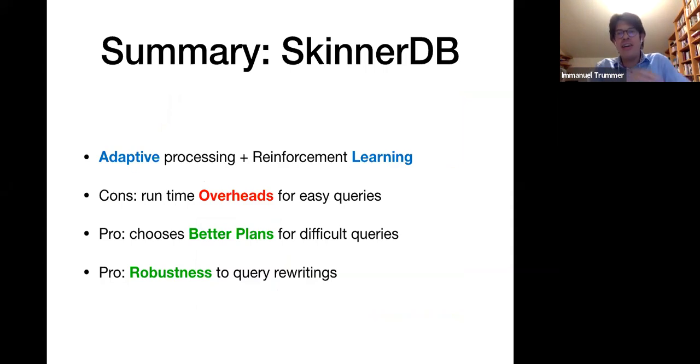So in summary, I have shown an approach which combines adaptive processing with reinforcement learning, which has the disadvantage that you have certain overheads for learning and for join order switching. On the other side, you can select better plans for queries that are difficult to optimize, and your performance will be very robust towards different query rewritings.